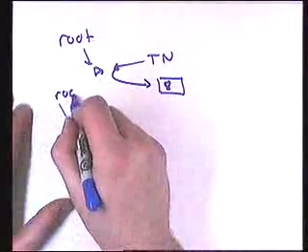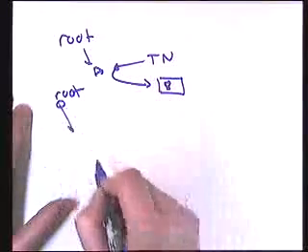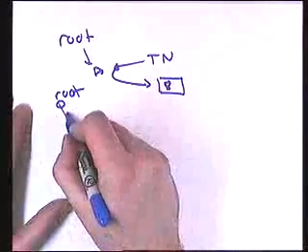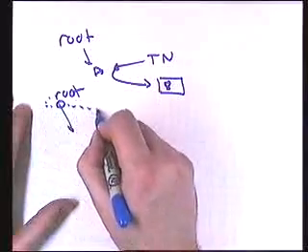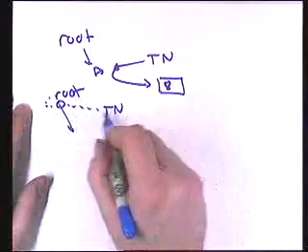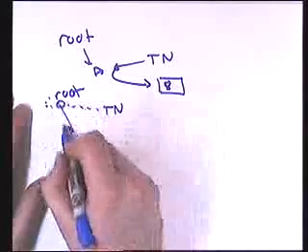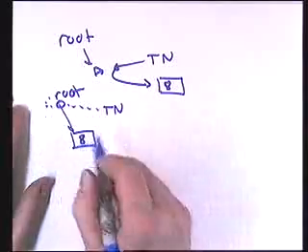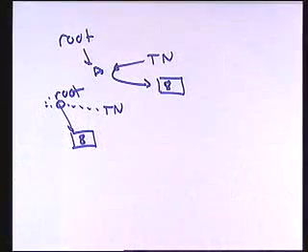On the other hand, if root is the name of that pointer, and Tn is another name of that pointer, then when I say Tn equals new node, I'm saying Tn doesn't point to null anymore, it points to 8. So that's the difference. If Tn and root are the name of the same pointer, then when I change Tn, I'm changing root.